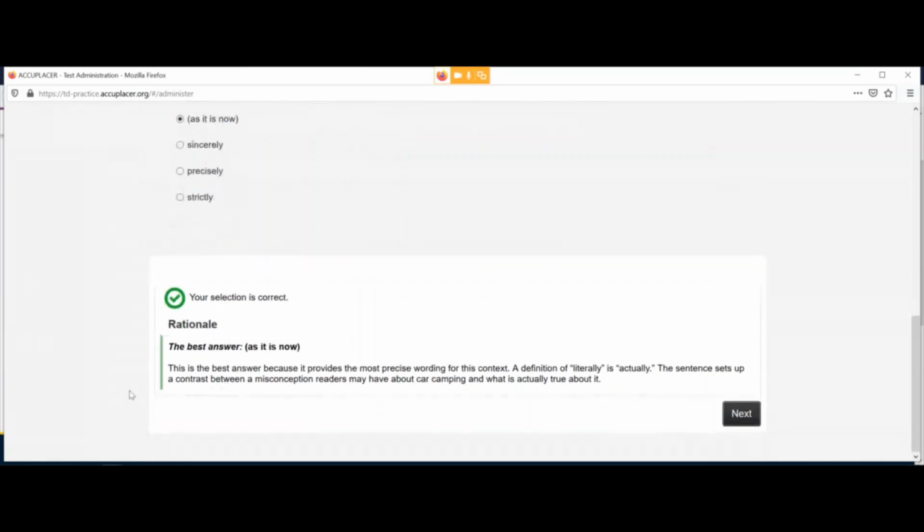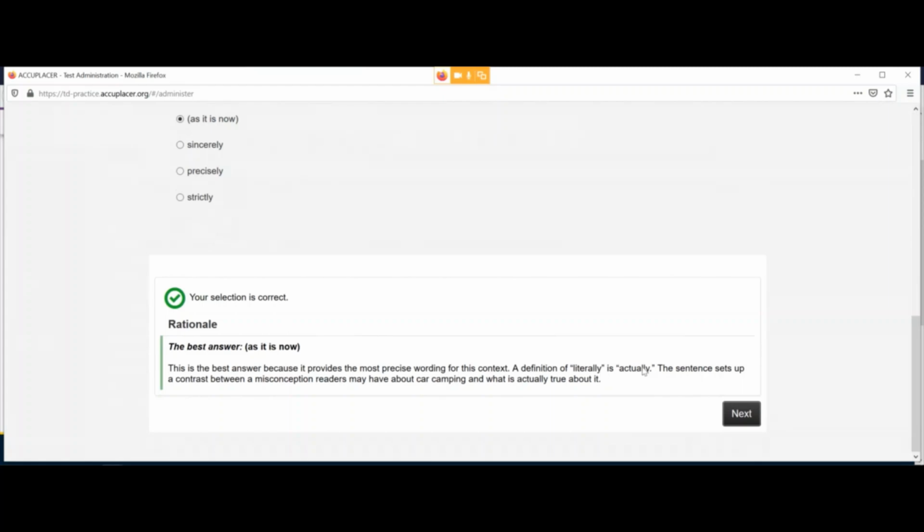Let's see what it says here. This is the best answer because it provides the most precise wording for this context. And again, the word "literally" means exactly the words that are on the page. If I were to say to you, I told you 1,000 times to take out the trash, well, obviously, I didn't tell you 1,000 times, so I did not mean that literally. In order for that statement to literally be correct, I would have to have told you 1,000 times. And of course, I'm not going to count the number of times I've told you. So that's essentially what's happening here.